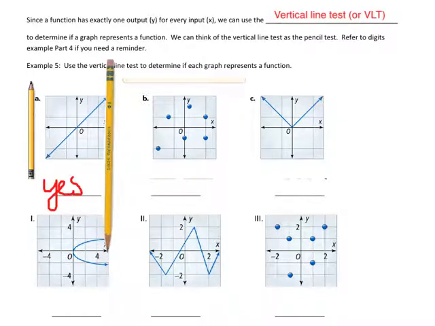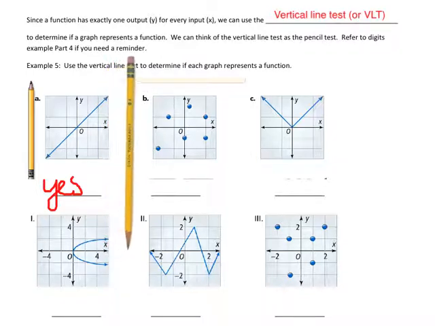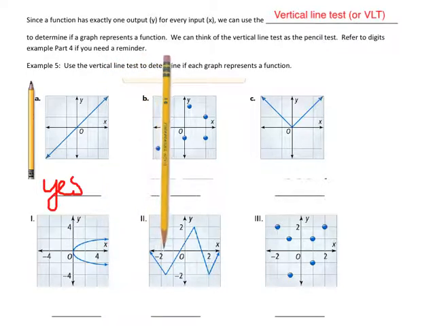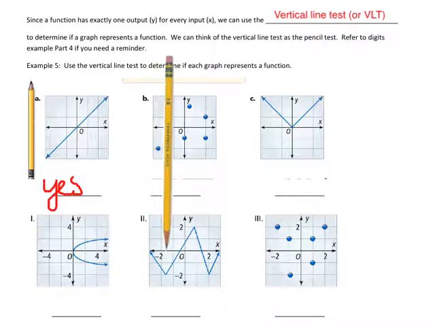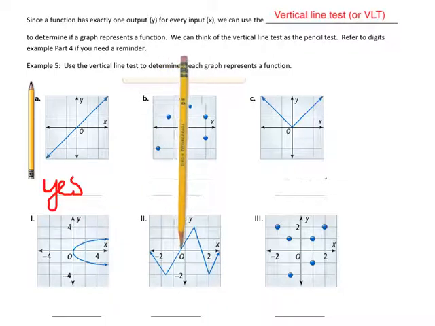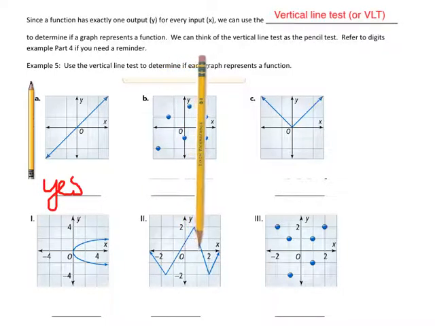I'm going to grab my pencil and I'm going to move it across part B's graph. So it's made up of a bunch of points. So it hits there once, it hits there once, it hits there once, and there once. But right here, it hits twice. You see that it hits the point right here and right here. So because it hit my pencil twice, it fails the vertical line test, and therefore it is not a function. So we would put no for this one.